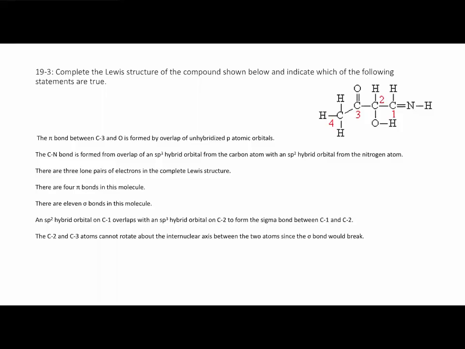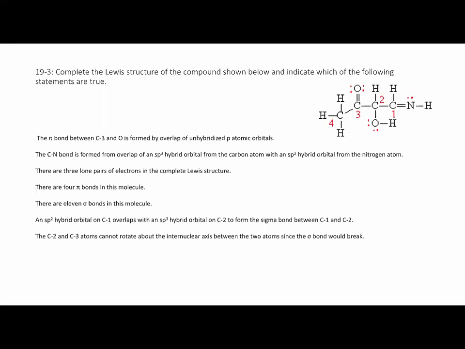So for this video, I'll be covering problem 3 on discussion worksheet 19. It says complete the Lewis structure of the compound shown below and indicate which of the following statements are true. So first we got to complete the Lewis structure. We got to make sure all the atoms are satisfying the octet rule. So now that we've done that, we can indicate which of the following statements are true.